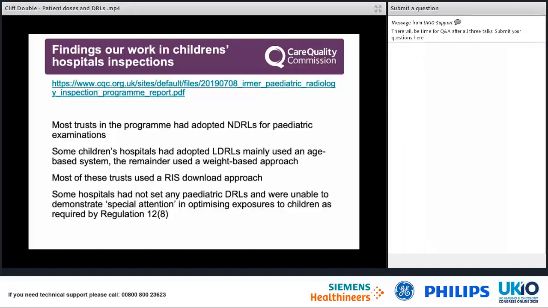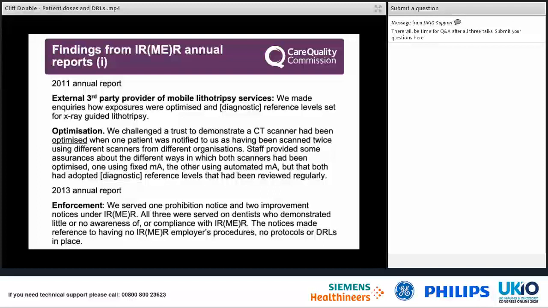So I dug a bit deeper and went back a bit further, and I went to our annual reports. The first reference I could see came in our 2011 annual report, where we made inquiries with an external third-party provider of mobile lithotripsy services, wanted to be assured that their doses were optimised and DRLs set for X-ray-guided lithotripsy. Later in the same report, we made a more detailed series of inquiries relating to a repeat CT scan of the same patient with different machines at different locations, and challenged whether the exposures had been optimised. We found that one used a fixed mA, the other incorporated a protocol using AEC, but were assured that both were optimised with DRLs reviewed regularly.